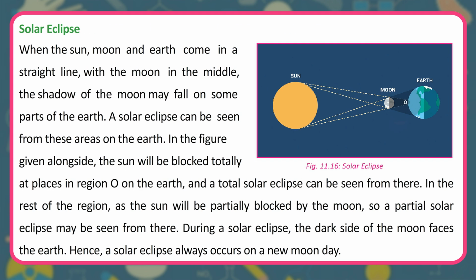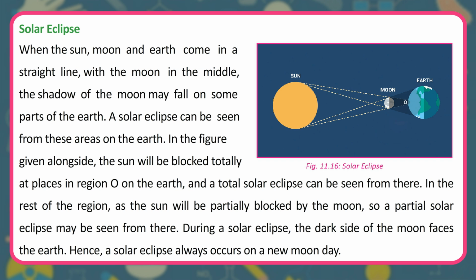Solar eclipse. When the sun, moon and earth come in a straight line, with the moon in the middle, the shadow of the moon may fall on some parts of the earth. A solar eclipse can be seen from these areas on the earth. In the figure given alongside, the sun will be blocked totally at places in region O on the earth, and a total solar eclipse can be seen from there. In the rest of the region, as the sun will be partially blocked by the moon, a partial solar eclipse may be seen from there.